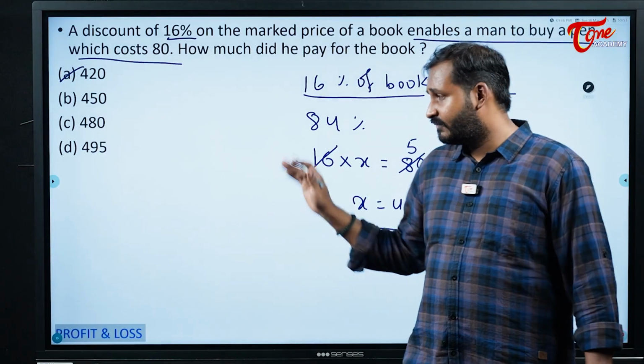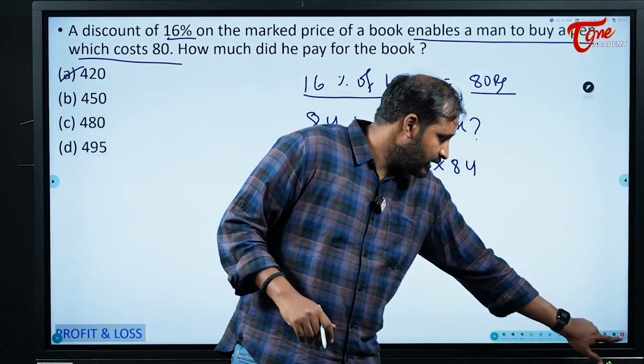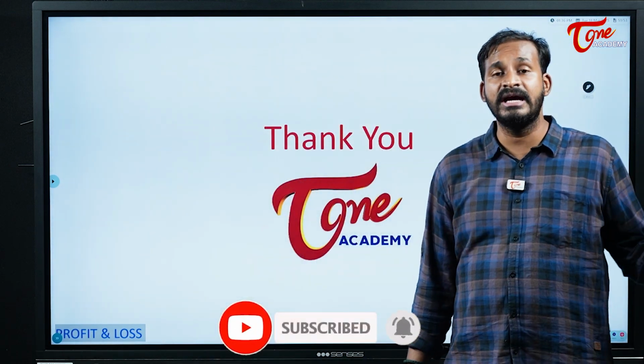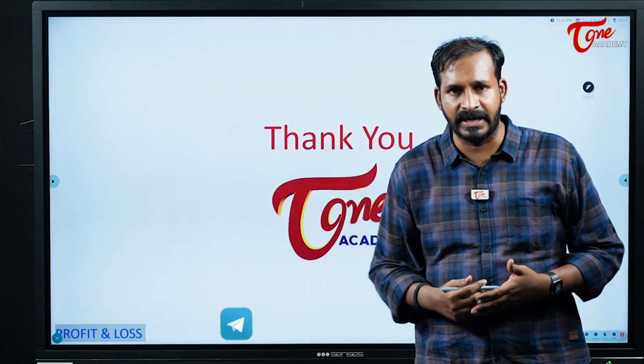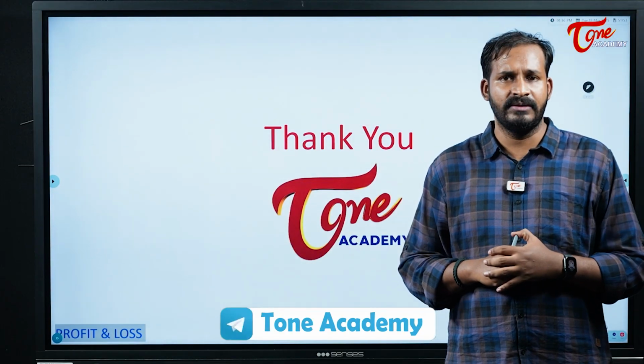Okay students, with this we finished most of the problems. As I have already told you, we will see the same concepts once again in mixtures and allegations. If two different quantities are mixed and sold for some price, what is the profit or loss percentage? There we will get. Like this, we will have different problems.